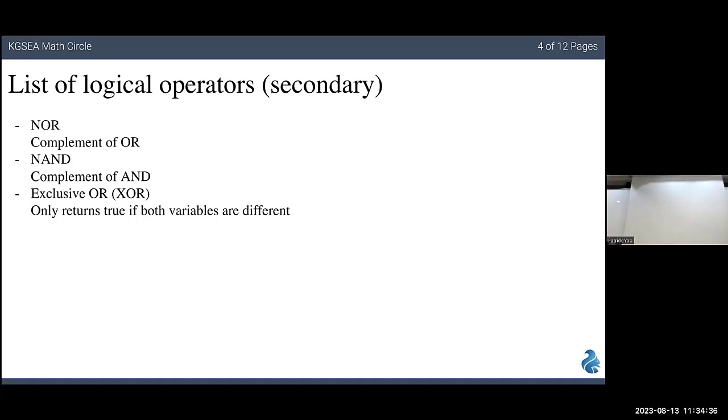Similarly, NAND is the complement of AND. So 1 NAND 1 is 0, or true NAND true equals false, and so on. And the last logical operator that is more commonly used than NOR or NAND is exclusive OR, XOR, and it returns true if both variables are different. Unlike OR, where it can return true if it's true OR true, exclusive OR returns false if it's true XOR true.